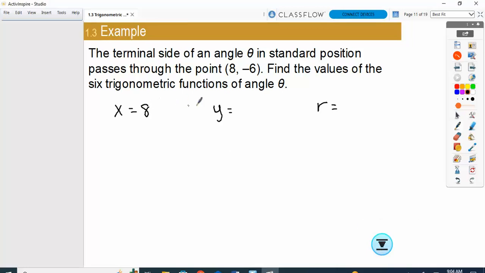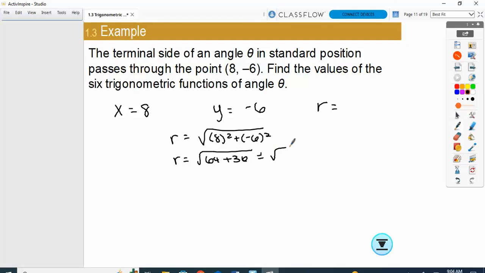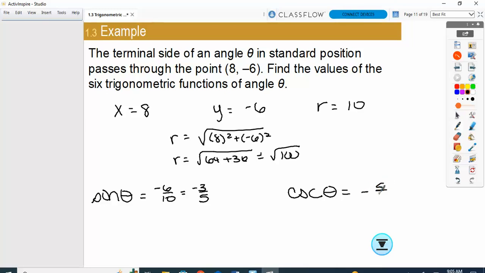So X is 8, Y is -6. Get R, it's the square root of X squared plus Y squared. 64 plus 36, so square root of 100, which is 10. So sine is Y over R, so -6 over 10. Go ahead and put it in lowest terms, so that's -3/5. So then the reciprocal, cosecant, is -5/3.